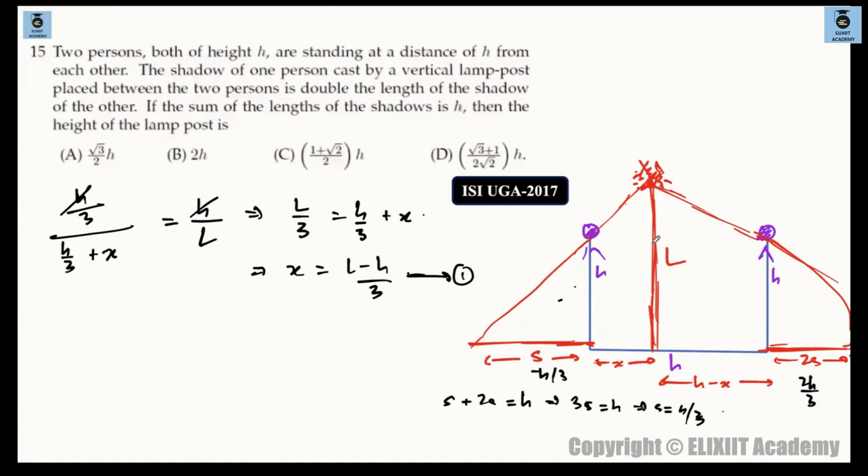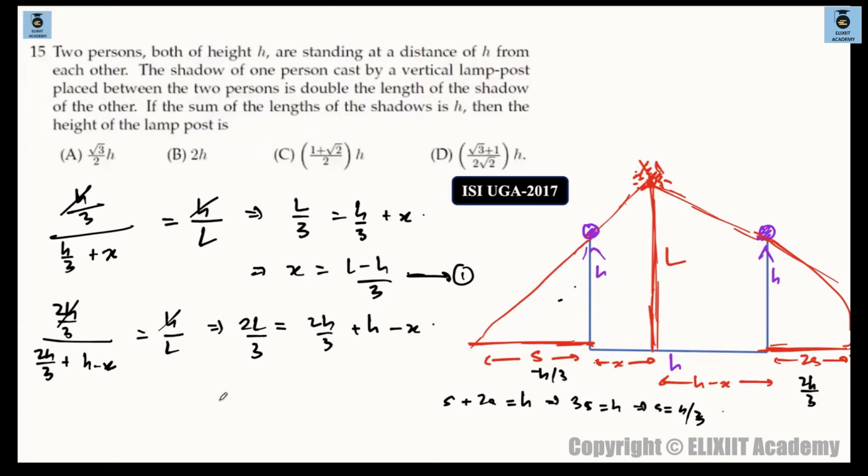Next what we can do is, for these two triangles similarly we can find, so 2h छोटे वाले का बेस divided by बड़ा वाला बेस, माने 2h by 3 plus h minus x is equal to h by l. ठीक है, so again h and h cancel out, 2l by 3 is equal to 2h by 3 plus h minus x. ठीक है, so 3 से एक मल्टीप्लाई भी किया जा सकता है. So 2l is equal to 2h plus 3h minus 3x.